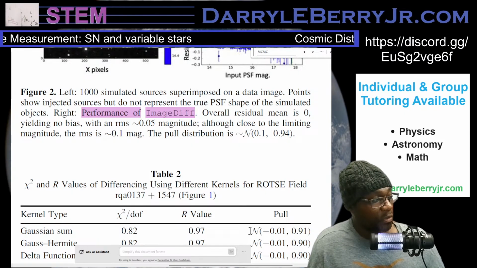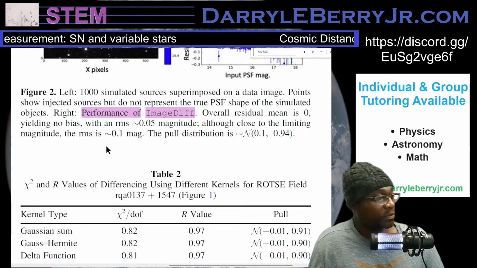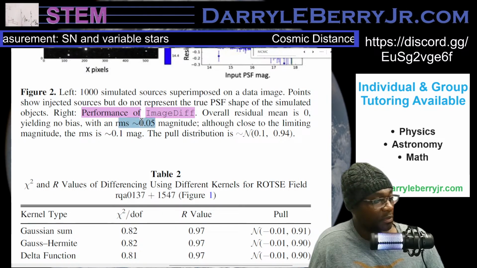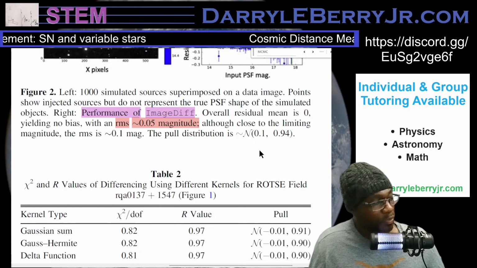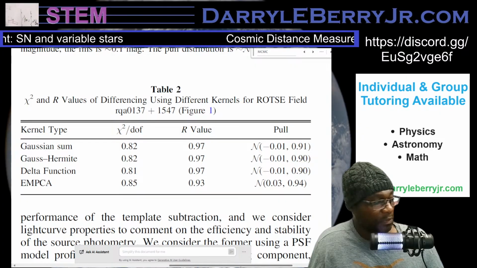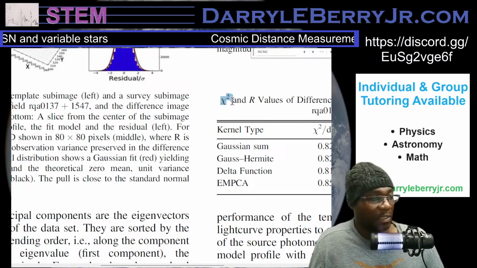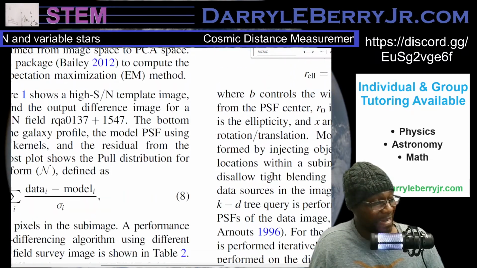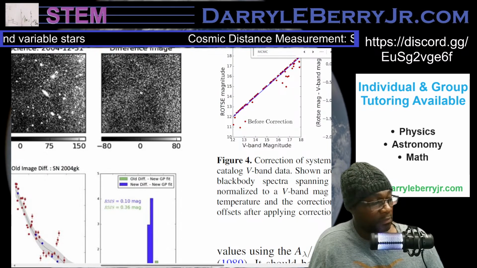Overall residual mean is 0, yielding no bias with an RMS, root mean square. That must mean root mean square. I'm not sure. I'll check that out. Although close to the limiting magnitude, the RMS is 0.1 magnitude. The full distribution is that. So there's this chi-squared. I had to do that in my undergraduate research, so I'm familiar with chi-squared a bit. All right, let's see what's going on here.